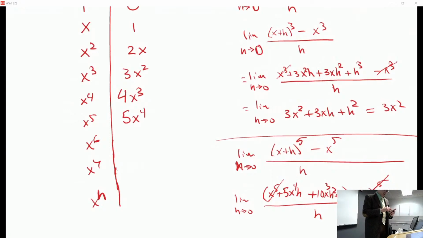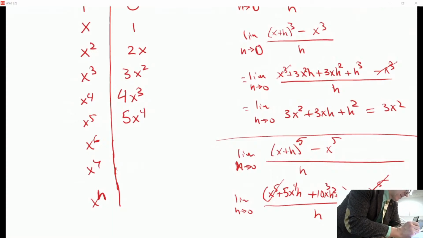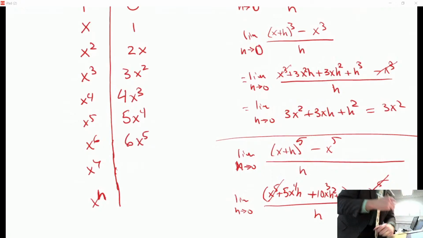Let's see what we got here. Let's find a volunteer. Just a sec. Pick me. Randomize. Zach, I know you know how to do x to the 6th. What's the derivative of x to the 6th? 6x to the 5th.